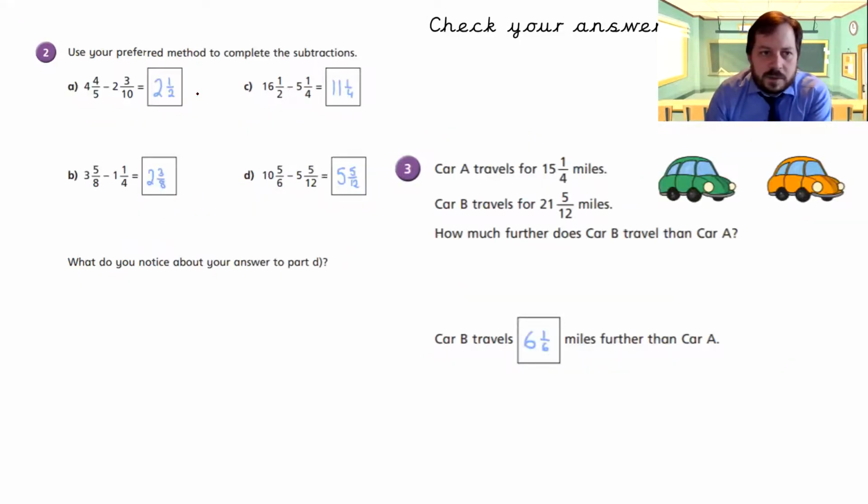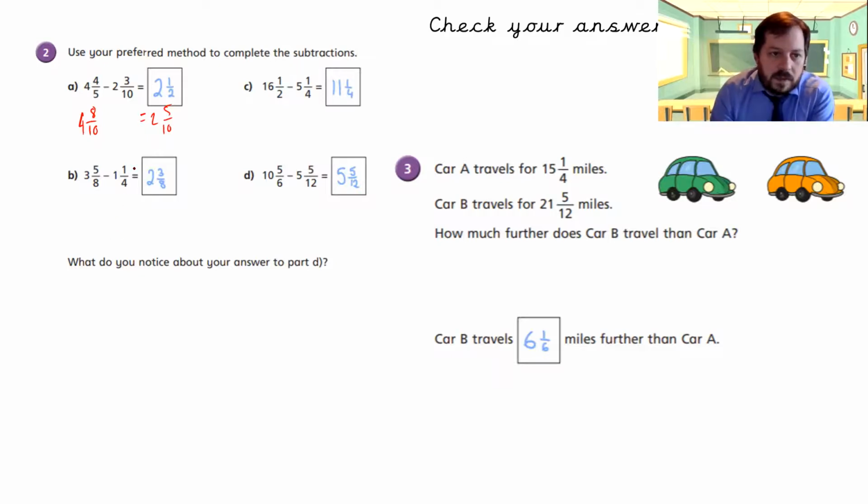Okay, so number 2, use your preferred method. So it's not telling you to use one or the other. Use whichever one works for you, and then complete. So let's have a look. We've got to times that. So 4 times it by 2 to get to 10. Times the top by 2 is 8. Then we can do 4 minus 2 is 2, and 8 minus 3 is 5. So the answer would be 2 and 5 tenths. Both of those are divisible by 5.